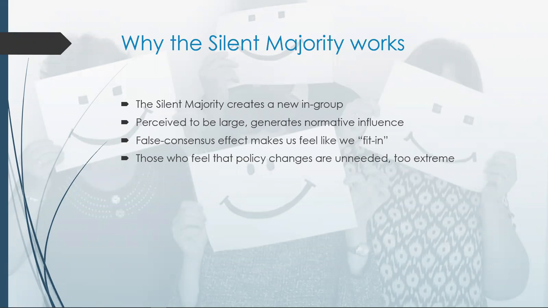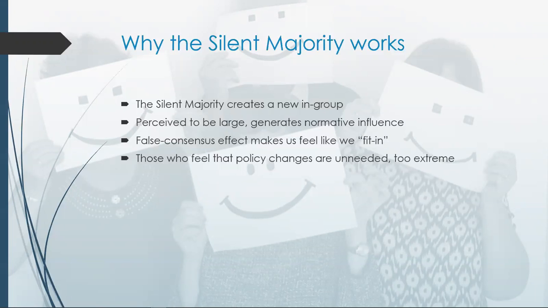The reason why this works is because the silent majority creates a new in-group for people to identify with. If you break down what is called the silent majority, it consists of two parts, silent and majority. So already by hearing this term, we think that it is a majority of people and therefore a large group, which generates a large normative influence. Normative influence is any pressure that we feel to fit in with the group in order to avoid embarrassing ourselves or causing issues in the group. And the larger a group is, the more normative influence it has. And so people perceive the silent majority to be large.